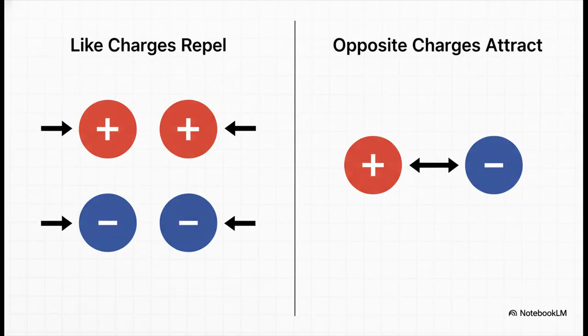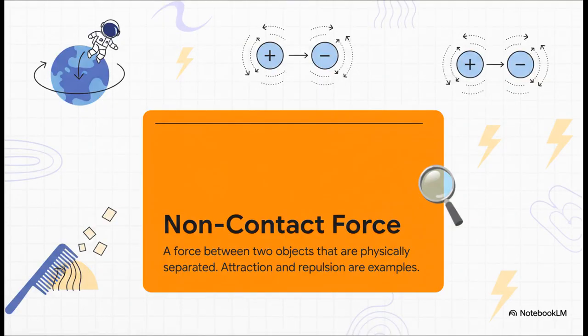And this is where it starts to get really interesting. Once you have these charged objects, they begin to interact with each other in a pretty amazing way. They can actually push or pull on each other from a distance without ever making contact. The fundamental rule is super simple. If the charges are the same, they'll push each other away. They repel. If the charges are opposite, they'll pull towards each other. They attract.